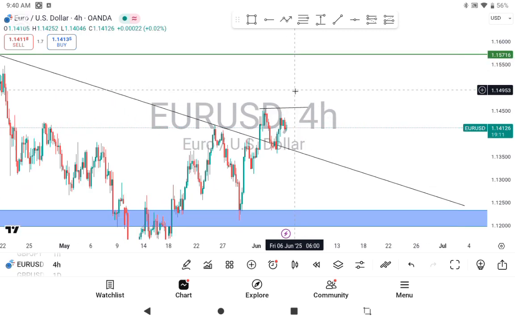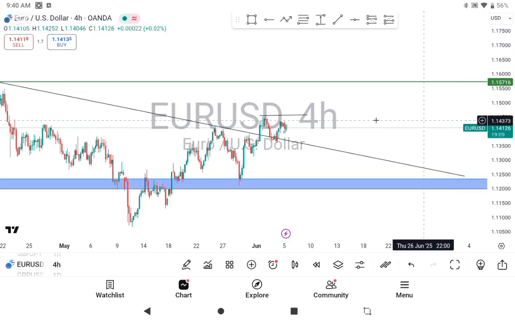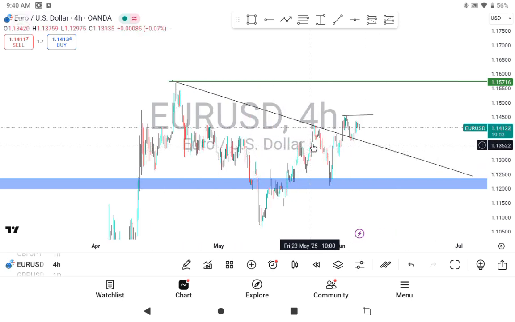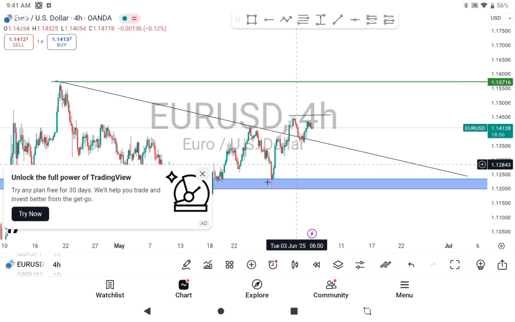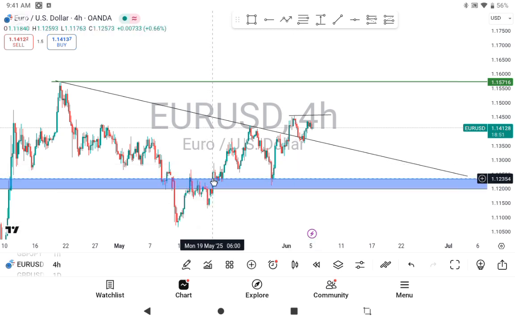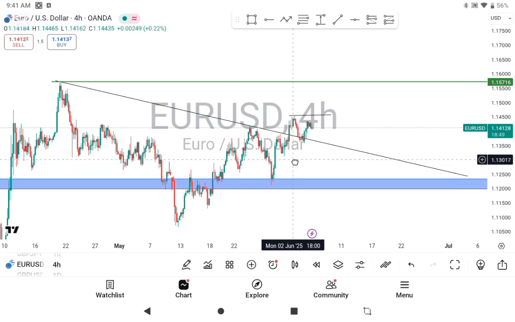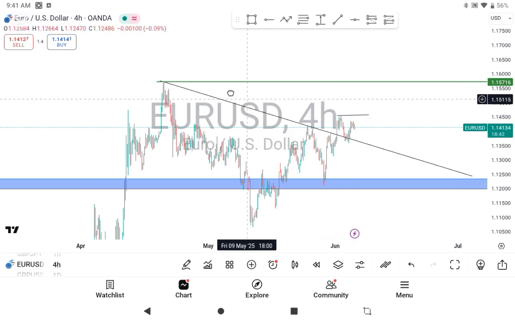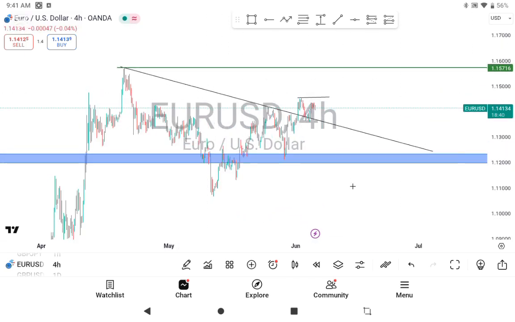So for me right now, we have moved our way from the weekly, to the daily, and from the daily, we come to the 4-hour. The 4-hour is where we execute our trade. The weekly, the daily, and the 4-hour are all saying the same thing. So ladies and gentlemen, this green bar right here is the next level target on Euro USD.